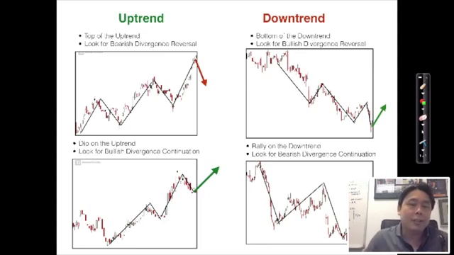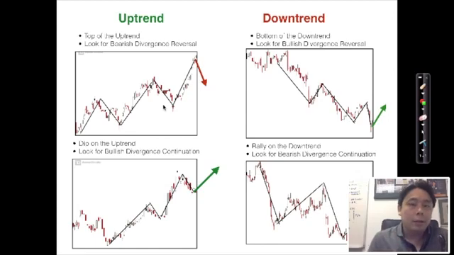The first thing is, when you look at a chart, you have to ascertain: is it an uptrending chart, which is on the left, or is it a downtrending chart, which is on the right? That's the first thing to identify. And that's pretty simple, because an uptrend is higher highs and higher lows. So the moment you see that, you know it's an uptrend.